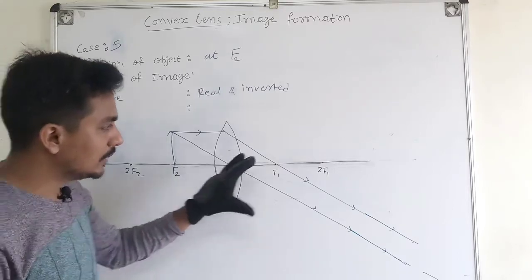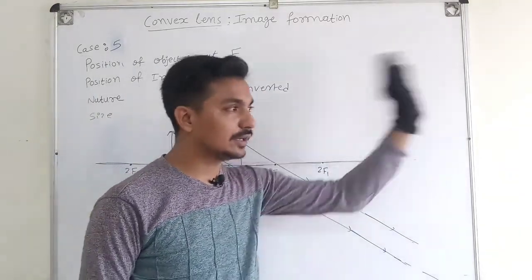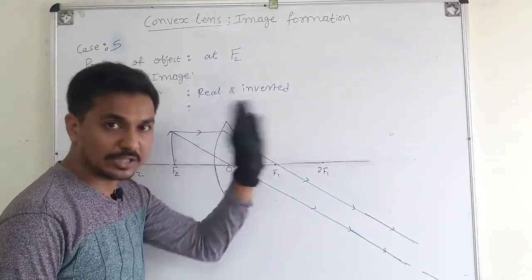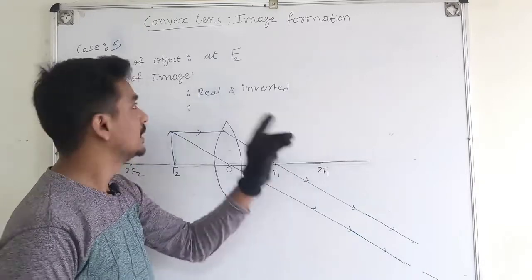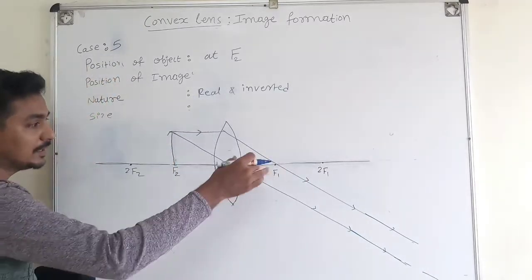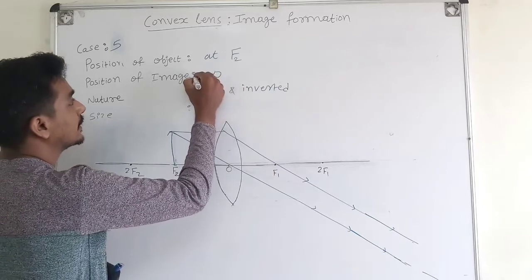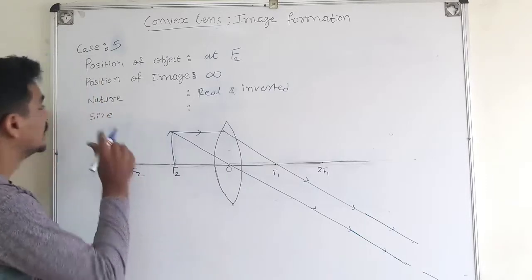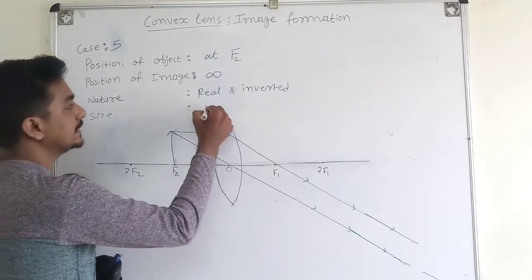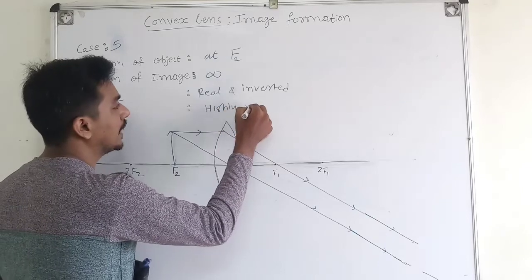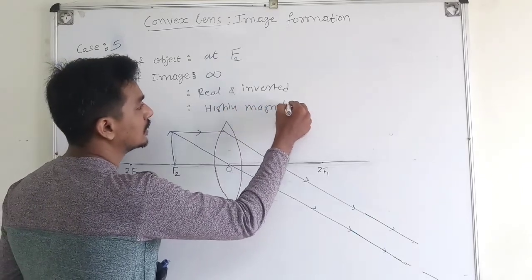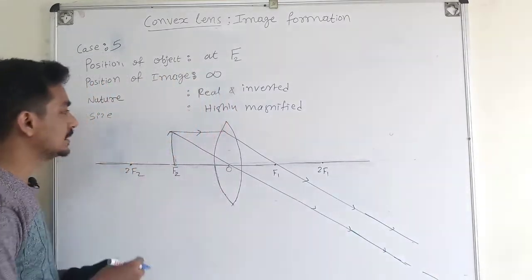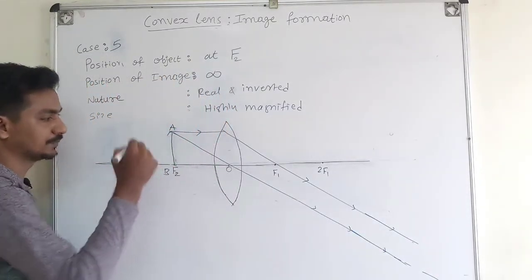So here the image is again formed on the other side of the lens, that is, we will get a very large image on the screen, right? And hence we can say the position of the image is at infinity, that is a very large distance. And what is the size? The size of the image is highly magnified compared to the size of the object.